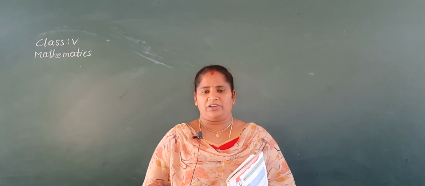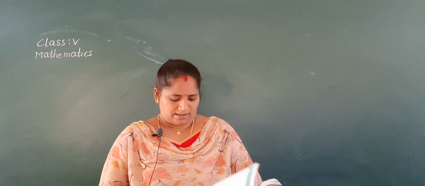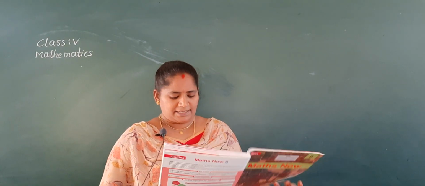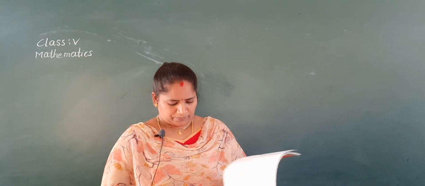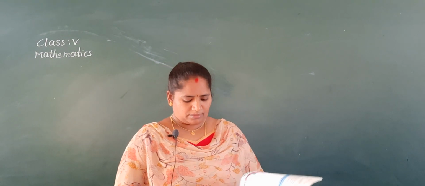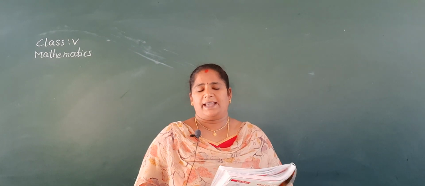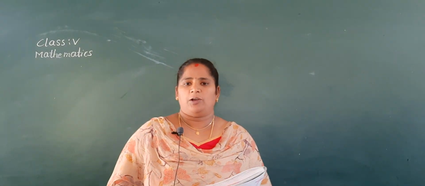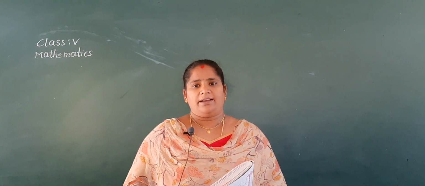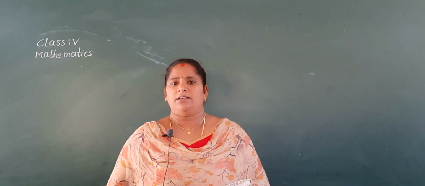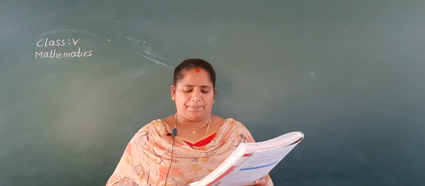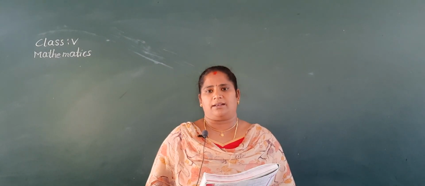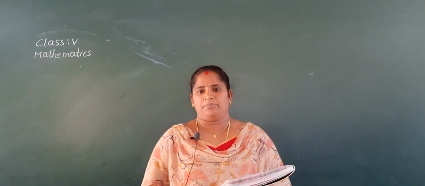Before going to the revision, children, in page number 27, not page number 27, page number 9. So page number 9 and 27 I didn't explain in the textbook. Why? Because at that time you did not have Maths textbooks. So now I will explain page number 9. All of you open page number 9 in your Maths textbook.